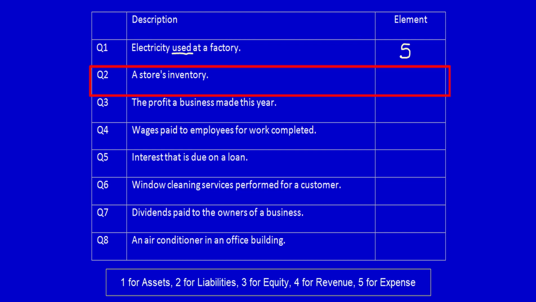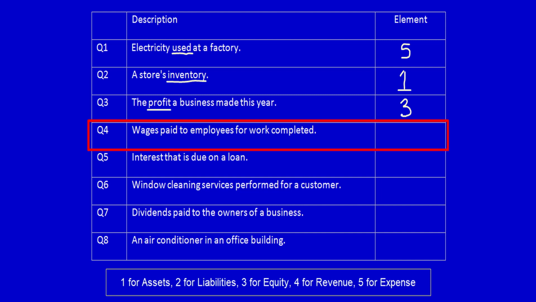Question 2, a store's inventory. This is again a statement. What is the key word? Inventory. Inventory is an asset which is owned and has future economic benefit. So therefore, this is an asset, 1. Question 3, the profit a business made this year. The key word is profit. We know that revenue minus expenses equals profit. Profit increases retained earnings. Retained earnings increases equity. So this is part of equity, 3. Notice all 3 of these are clear statements.